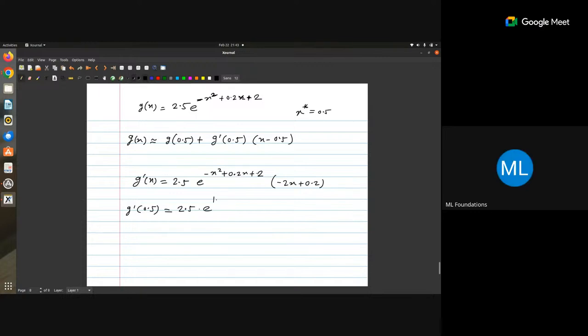1.85. Positive 1.85? Yes, sir. Okay, 0.5 square is 0.25 plus 0.8. Okay, this is 1, 3. So 3 minus 0.25. 3 minus 0.25 is e raised to the power 1.85. That is fine. But are you asking the final value? No, e raised to. This is 1.85 only.